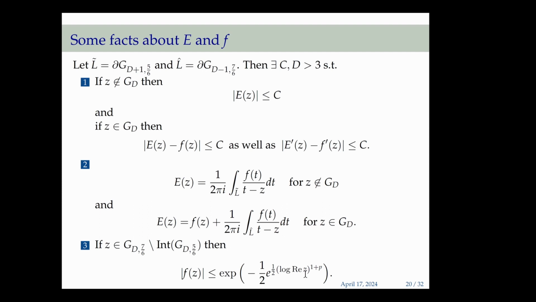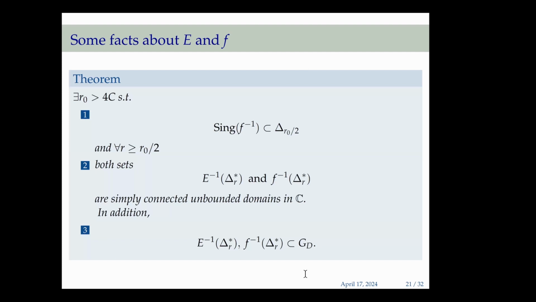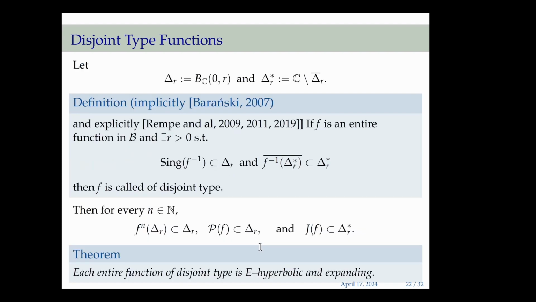So armed with these estimates, we can now prove the actual theorem. It follows that the singular points of the function f are contained in such a disk. This is the disk centered at 0 of radius r0/2, and both these regions are simply connected unbounded domains in C, and these inverse images are contained in D. So now, why is this important?